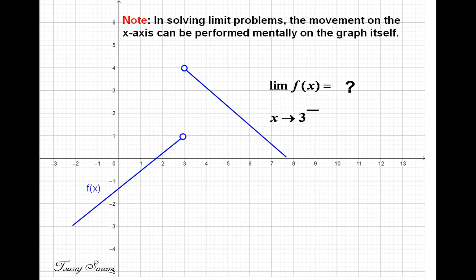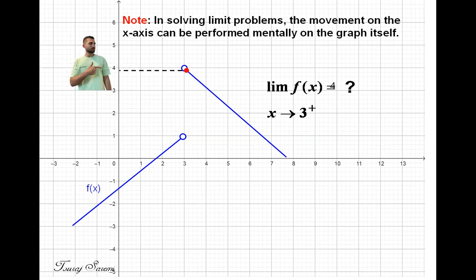Find the limit of f of x as x tends to 3 minus. The answer is 1. Find the limit of f of x as x tends to 3 plus. And the answer is 4.